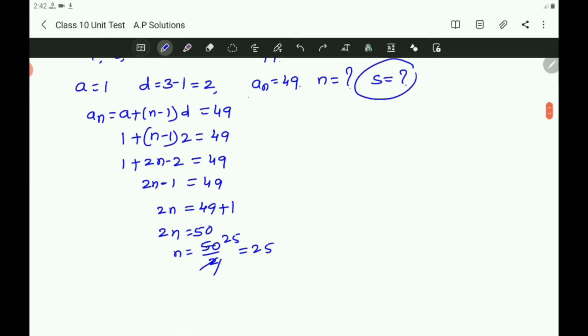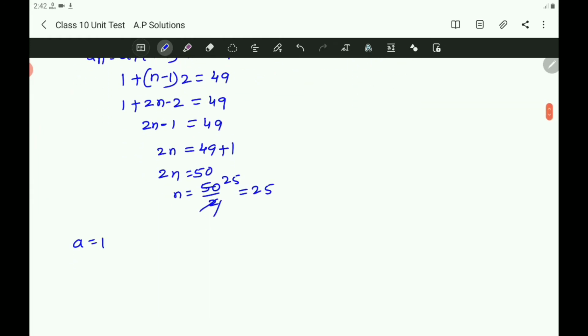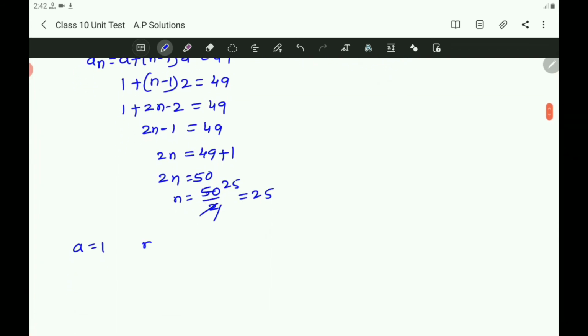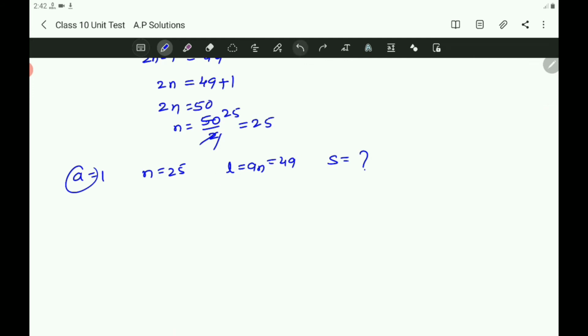So here the last term is also known, that is an. So you write first, a equals 1. So now let us take n and l. n equals 25. l, that is an, equals 49. S equals question mark. Write the formula for S when a, n, l are known. What is that formula? S equals n by 2 into, don't write 2a, write directly, a plus l. So it becomes S equals n by 2, that is 25 by 2, a is 1, plus l, l is 49.